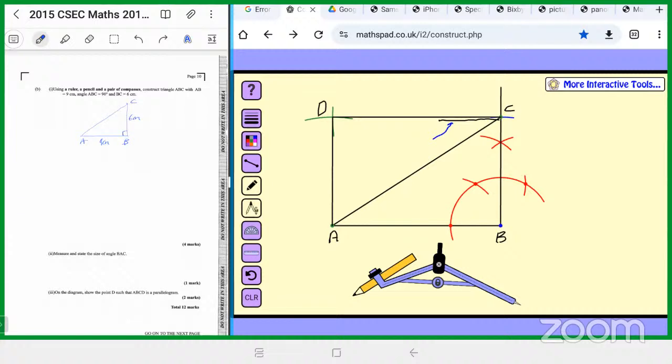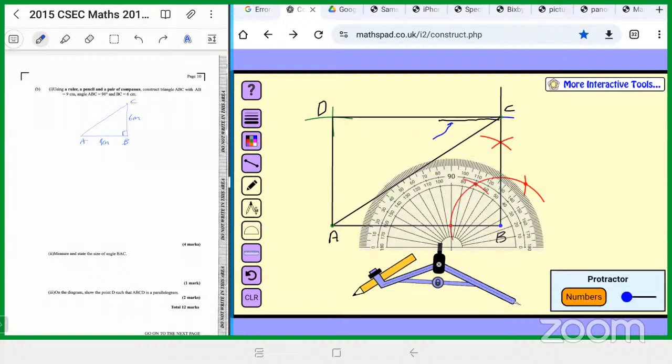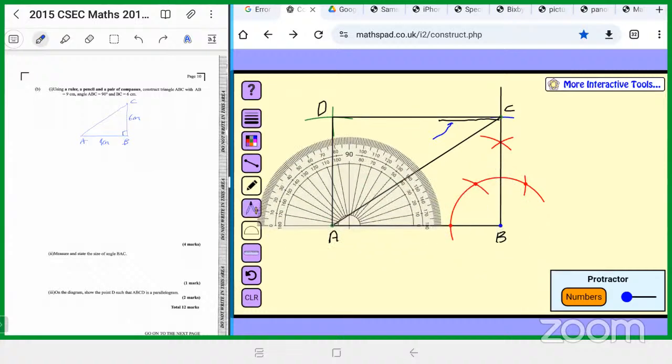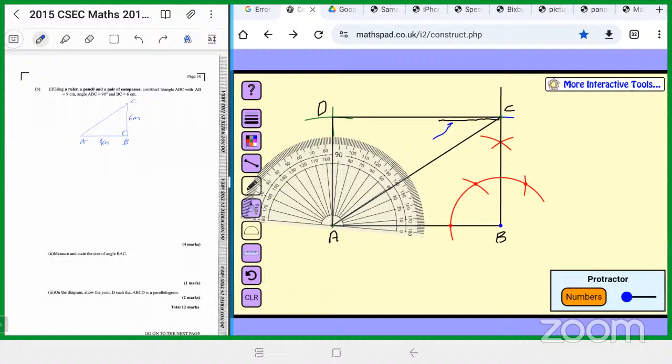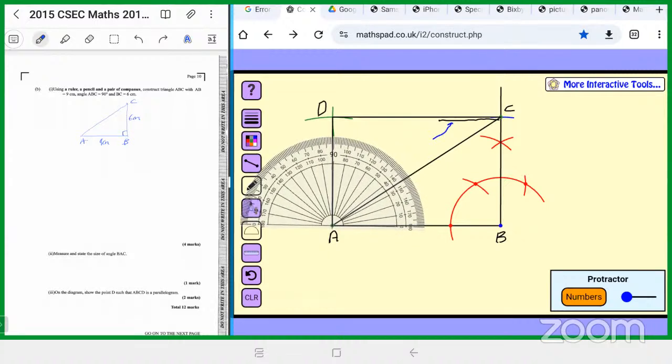But that is it. They wanted us to measure this angle. So let's bring in the protractor to do it. Right here, they wanted us to measure this angle. So let's come here and measure it. The baseline is already at 0. You can see it. And I'm measuring the inner scale from the 0 up. That looks like about 34 degrees.